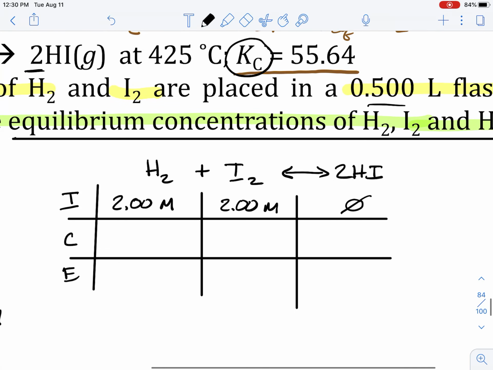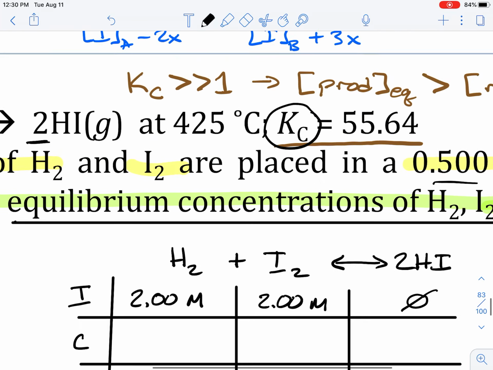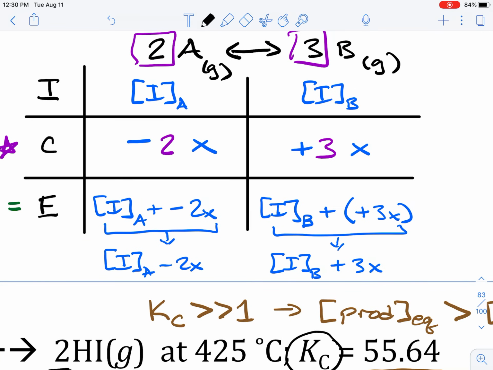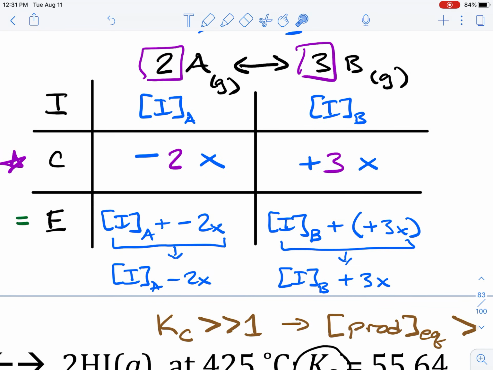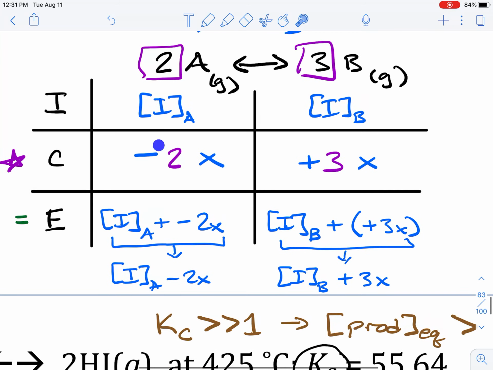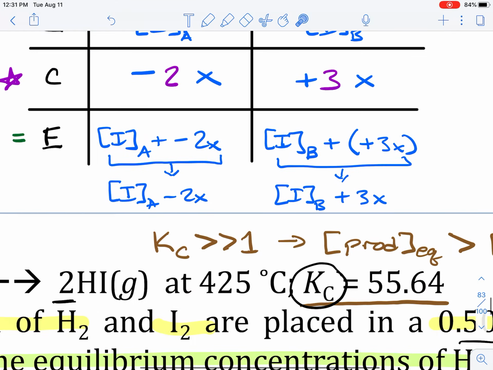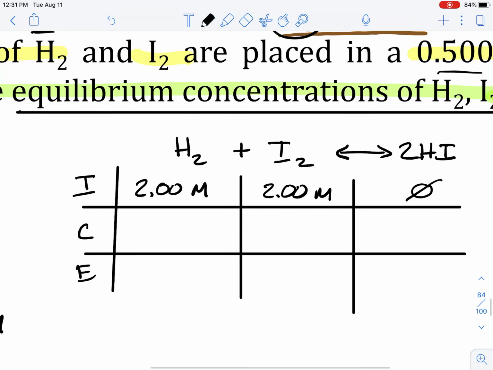Now, let's talk about the change. If you guys recall, the change requires three parts. One, the sign. So minus means consumption, plus means production. The coefficient, and the variable, which is just going to be x. And so here in this case, since there's 1, 1, and 2, then this is going to be minus 1x, minus 1x, and plus 2x.